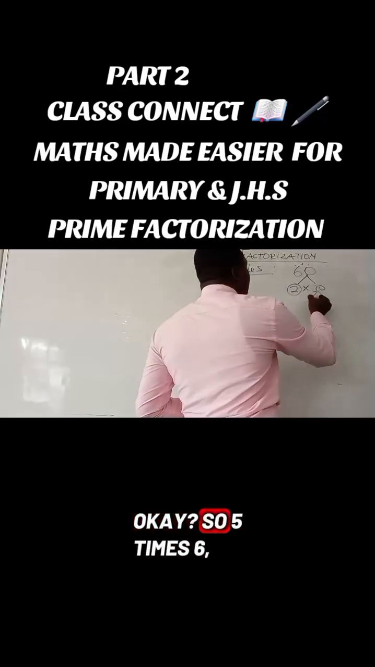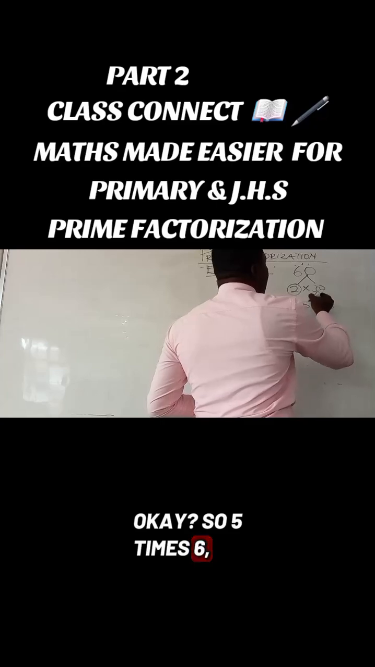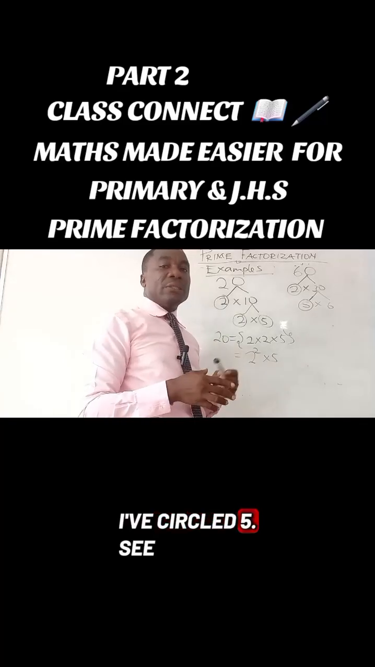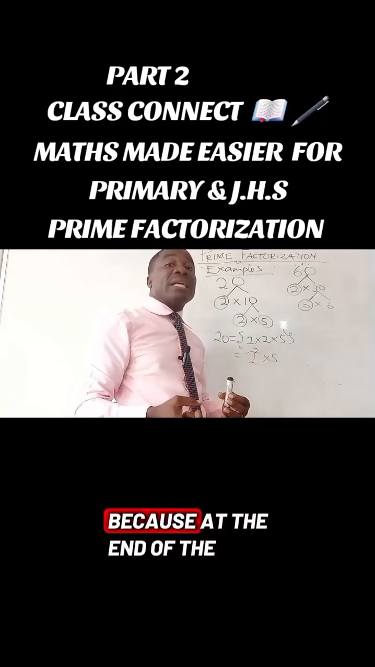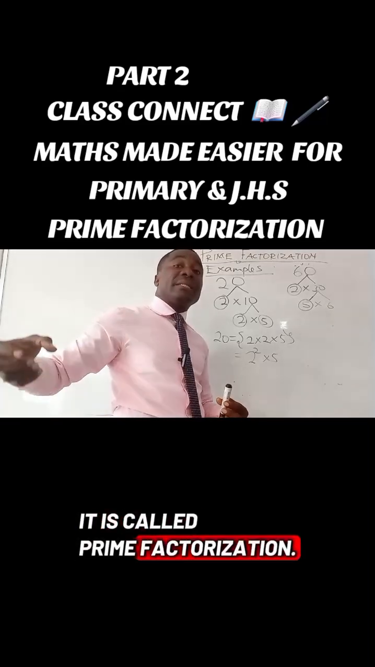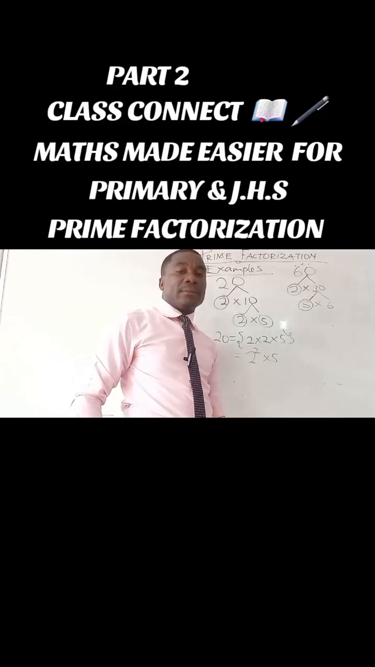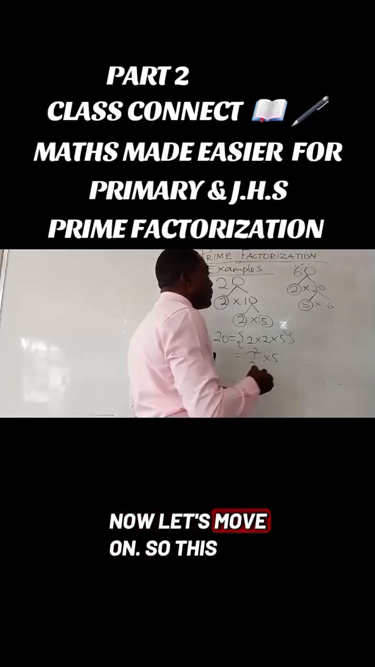So 5 times 6. 5 is a prime number. I have circled 5. I'm circling all the prime numbers because at the end of the day, it is called prime factorization. It is the prime numbers that will give me the answer. Okay, all right. Now let's move on.